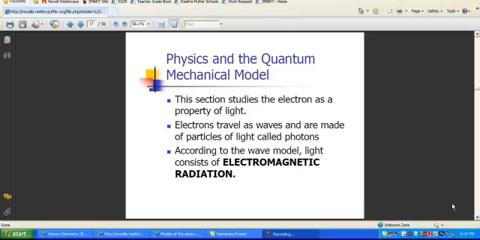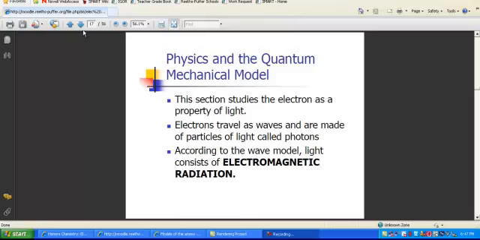So to preview this lesson, we need to talk about wavelengths and frequencies and how fast an electron or a wave might be moving to determine the energy level it's carrying. So this section studies the electron truly is nothing more than a property of light. And electrons travel as waves and are made of particles of light we call photons. According to the wave model, light consists of electromagnetic radiation.